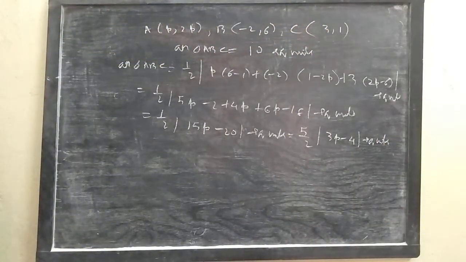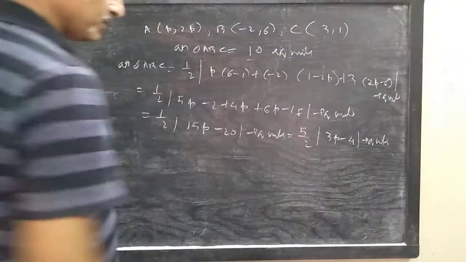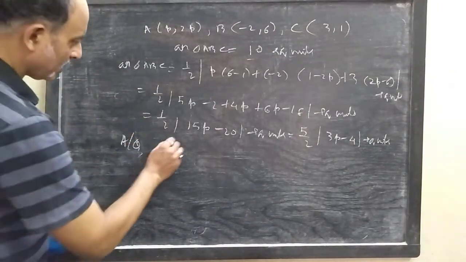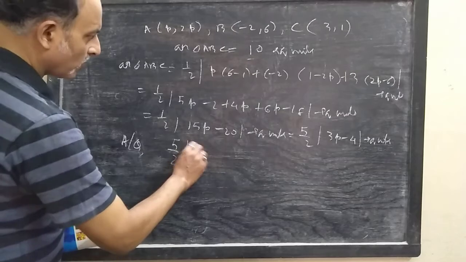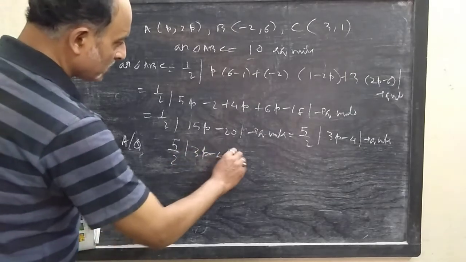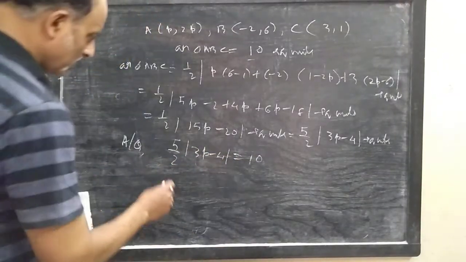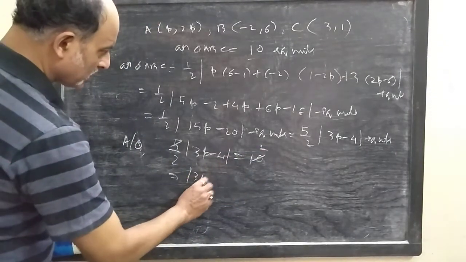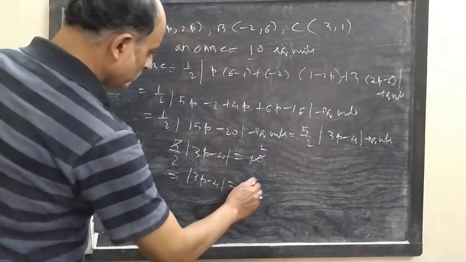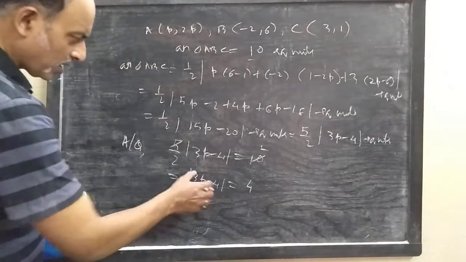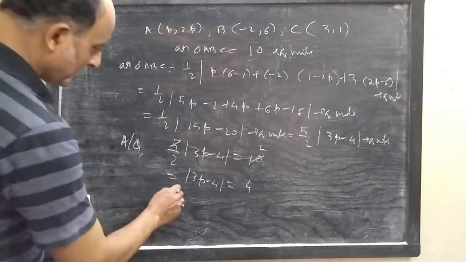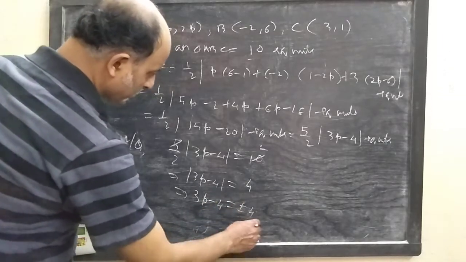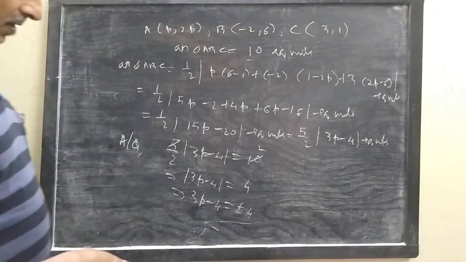So according to the question, this area is equal to 10 square units. So we have the equation 5 by 2 mod 3p minus 4 equals 10. This gives you mod 3p minus 4 equals 4. Now when you are removing the mod sign from this side, your equation will be 3p minus 4 equals plus minus 4. Remember this step.